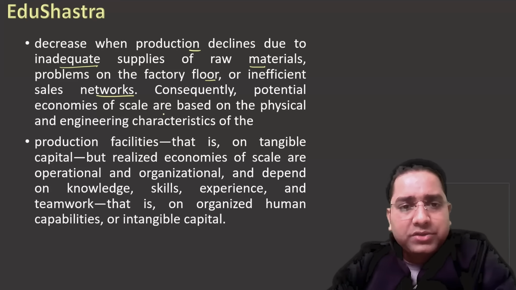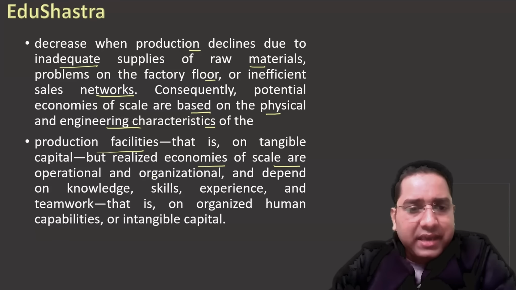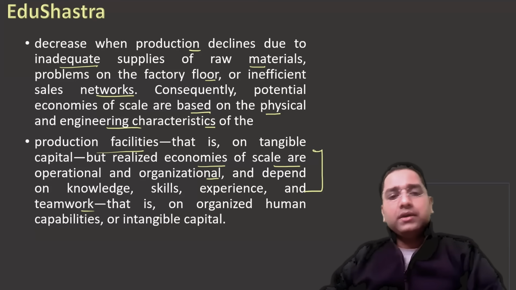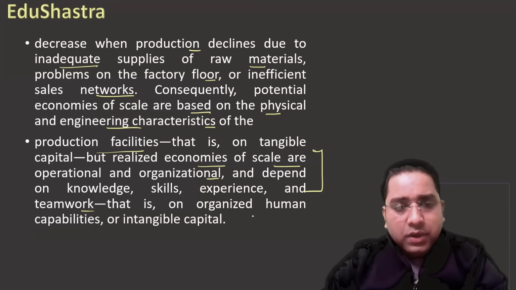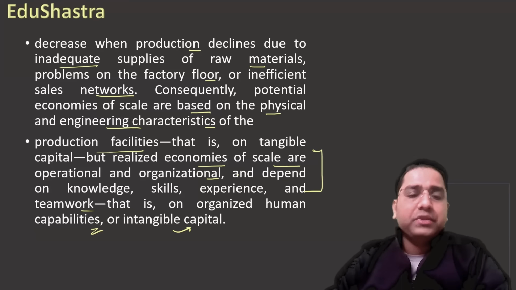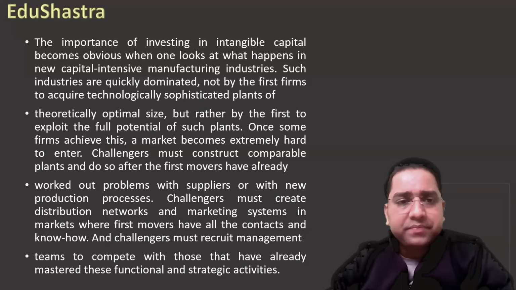Consequently, potential economies of scale are based on the physical and engineering characteristics of the production facilities, that is, on tangible capital, but realized economies of scale are operational and organizational and depend on knowledge, skills, experience, and teamwork. So these are the components where it depends. That is, on organized human capabilities or intangible capital. So here the passage doesn't end because it is in 3 pages.